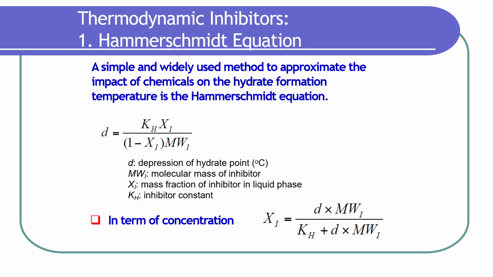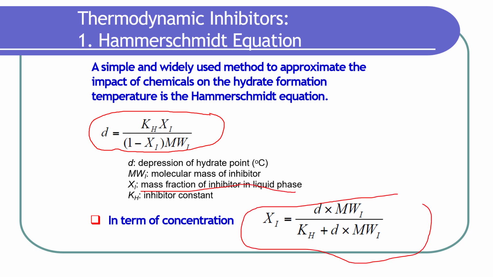This slide is very similar to what we have discussed before as the Hammerschmidt equation, but here I'm going to represent the equation in terms of the decrease in temperature, or the depression of the hydrate formation temperature, where again MW stands for the molecular weight of the inhibitors, KH is the inhibitor constant as we have seen before, and Xi is the mole fraction, or mass fraction, of the inhibitors. This formula also represents the same equation in terms of the mass fraction, similar to what we discussed in the previous slide.